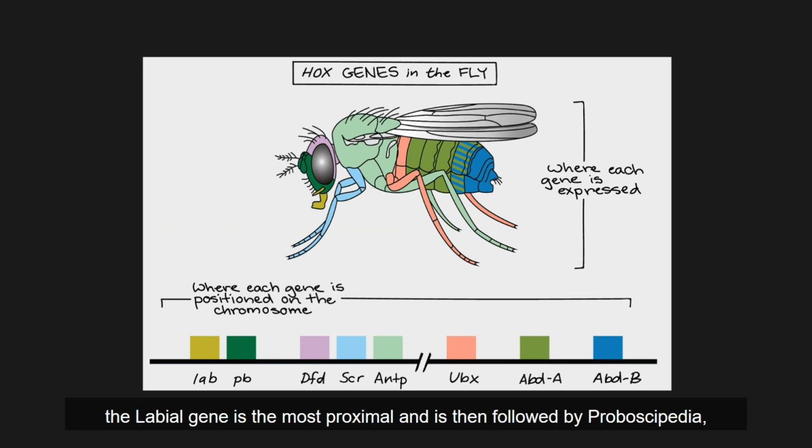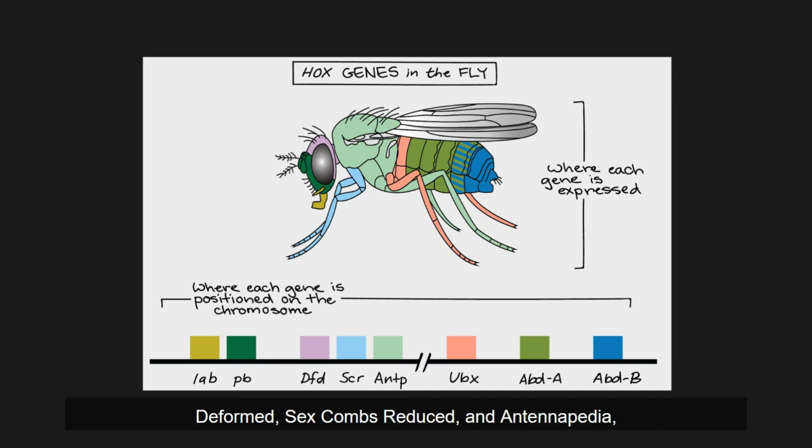most proximal and is then followed by proboscipedia, deformed, sex combs reduced, and antennapedia. These complete the first half of the fly's body. The latter half is defined by the ultrabithorax, as well as abdominal A and abdominal B genes. All of these segments correspond to segments on the fly and manage the expression of whatever that segment controls.